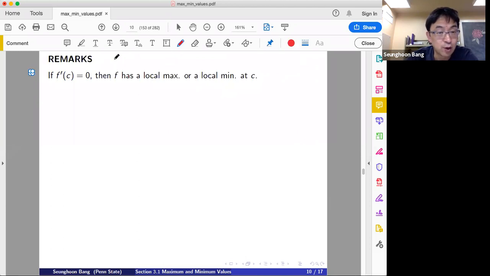What do you think? Could you write your answer on the chatting board, please? What is your answer, true or false? The statement: if the first derivative equals 0, then f has a local maximum or local minimum at c. Is this statement true or false? What do you think? True?